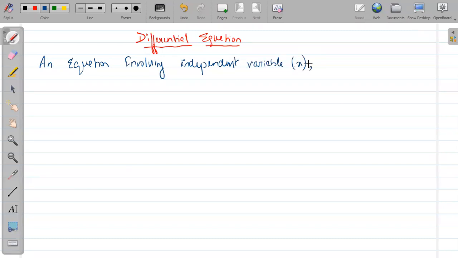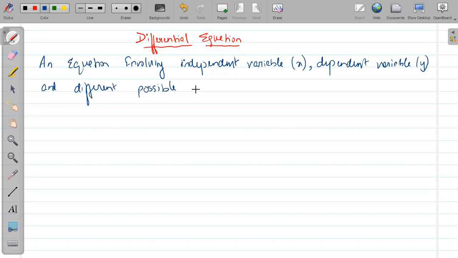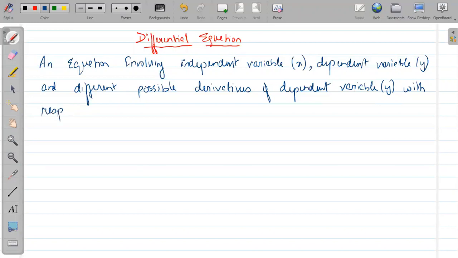Suppose here I am writing x, but it may be y also according to the question. Dependent variable y and different possible derivatives of dependent variable y with respect to the independent variable x.